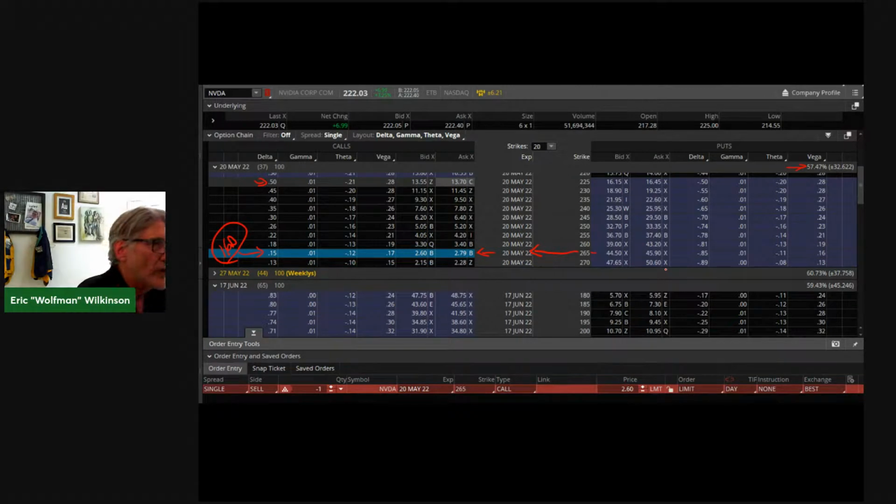All right. And we were trading at 222. We've already beat that dead horse. We're also looking at this price right here. And of course, I sold it on the bid with this example.